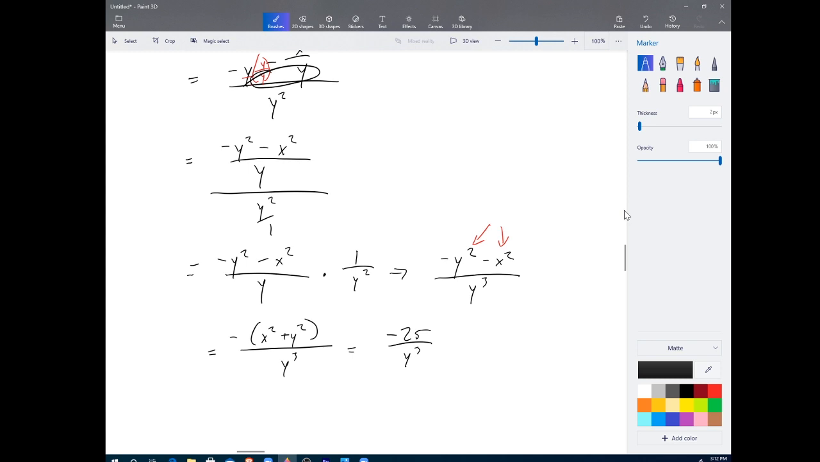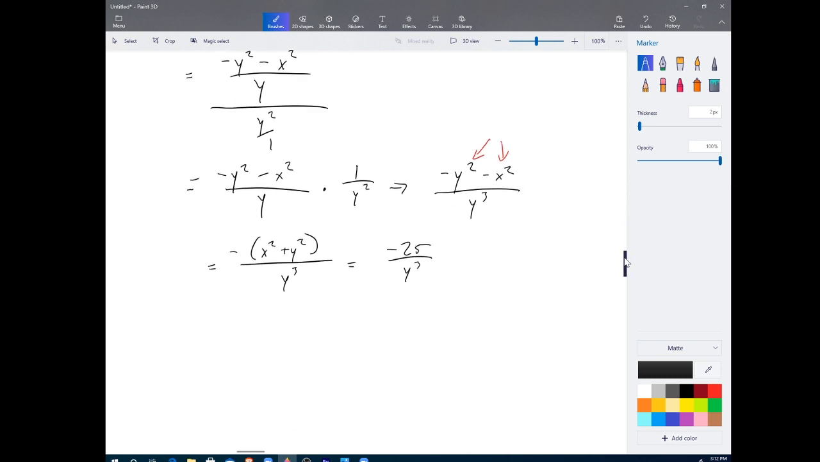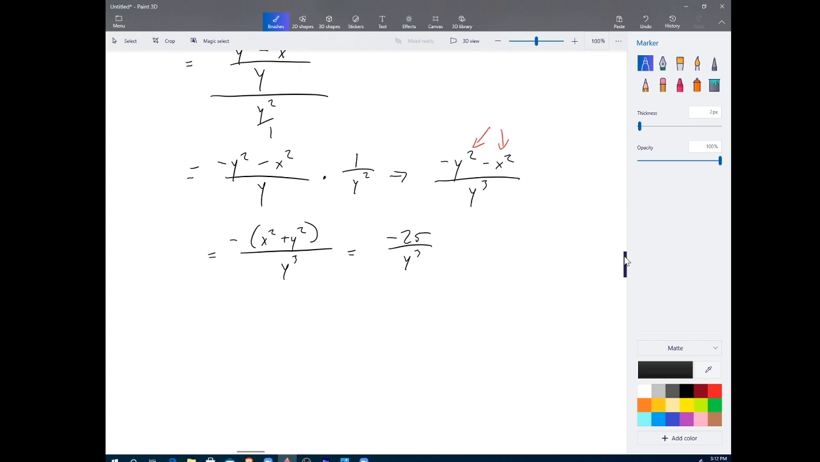In other words, and again, I know that we spend so much time, sometimes these problems are so long we forget what we were doing in the first place. If I have my equation x squared plus y squared equals 25, then I know that the first derivative of that equation is going to be negative x over y, and the second derivative of that equation is going to be negative 25 over y cubed.